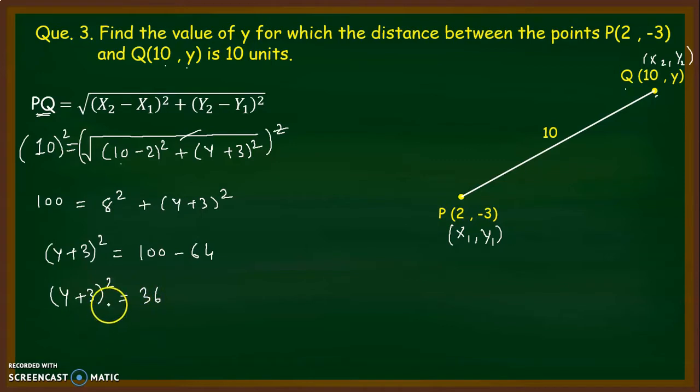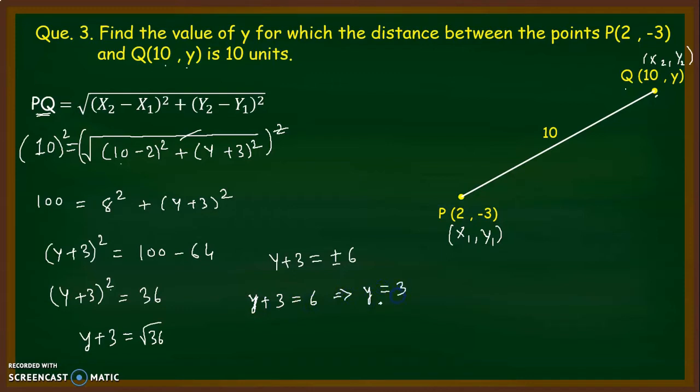that will be equal to 36. Now if you take this square to this side, we get y plus 3 equal to under root 36, that will be equal to plus or minus 6. So we will get two values for y. If you take the positive value, y plus 3 equal to plus 6, then you will get y equal to 6 minus 3, that will be equal to 3.